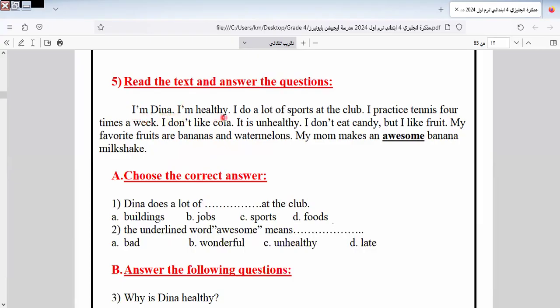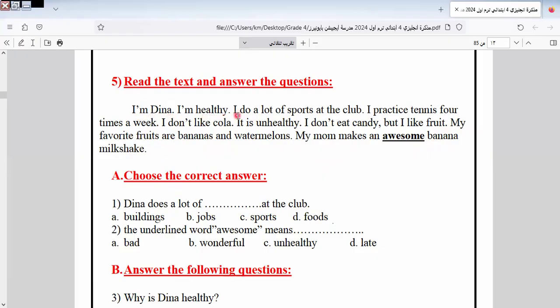I'm Dina. I'm healthy. I do a lot of sports in the club. I practice tennis 4 times a week. I don't like cola. It's unhealthy. I don't eat candy, but I like fruit. My favorite fruits are bananas and watermelons. My mom makes me an awesome. So here is awesome. We know it during the lesson. And we have another meaning of awesome. Let's know it later, okay? But I will leave it to know it later, to make your mind with me. Banana milkshake. I will read again to understand it and answer the question.